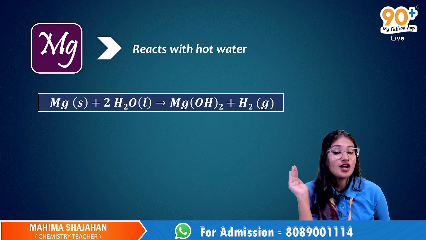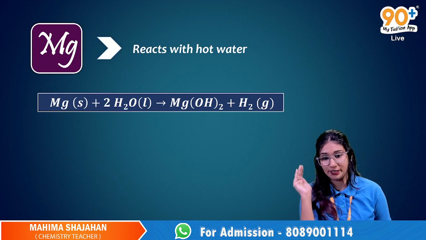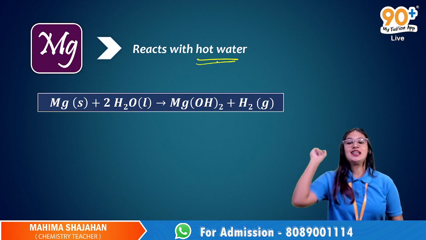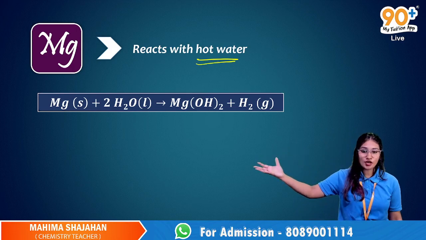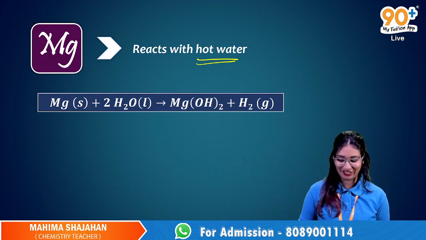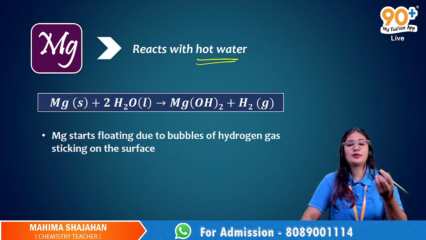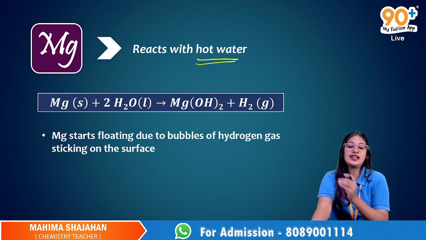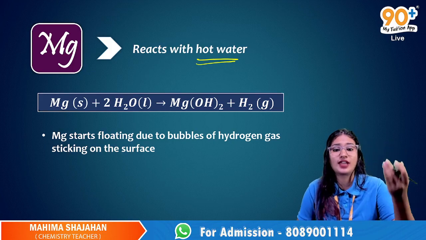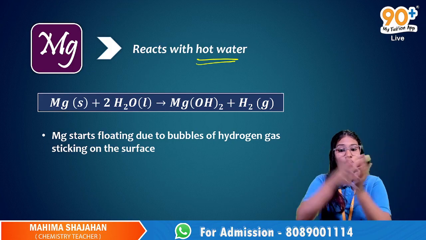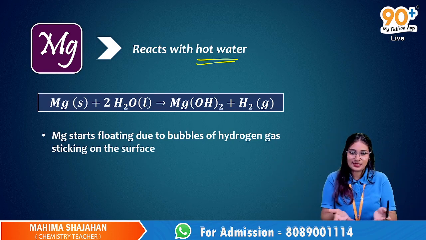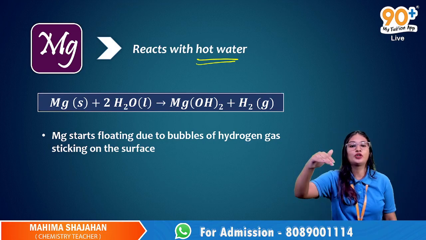Alright. Next, we have magnesium. Magnesium will not react with cold water. The water should be hot. Magnesium reacts with hot water to form magnesium hydroxide and hydrogen gas. Like calcium floats, similarly, magnesium also floats. It is because of the same reason. Hydrogen gas bubbles form and get stuck on the surface of the metal, and as the bubbles go up, the metal goes up and it starts floating on the surface.